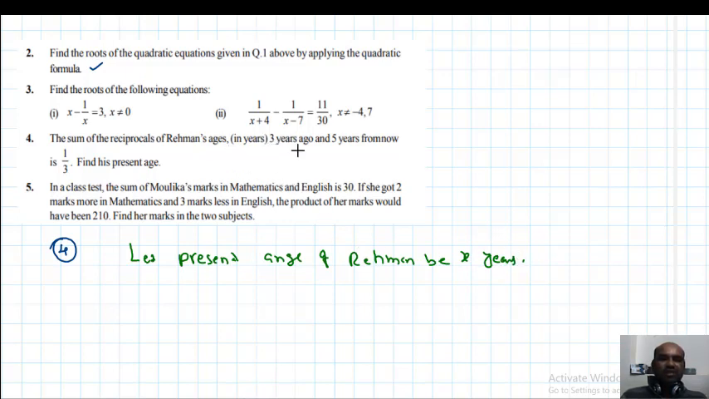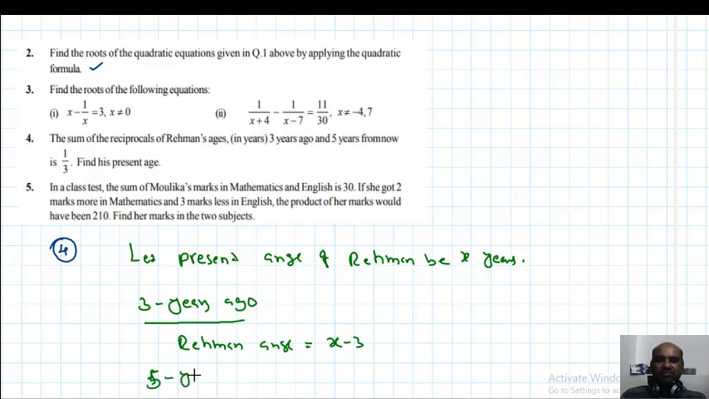So what happened 3 years ago? 3 years ago, Rahman's age equals x minus 3. 5 years from now, 5 years after, Rahman's age equals x plus 5. So I will write directly according to the problem, but in examination you should write that step. What is the step? The sum of the reciprocals of Rahman's ages 3 years ago and 5 years from now is 1/3. You should write according to the problem.